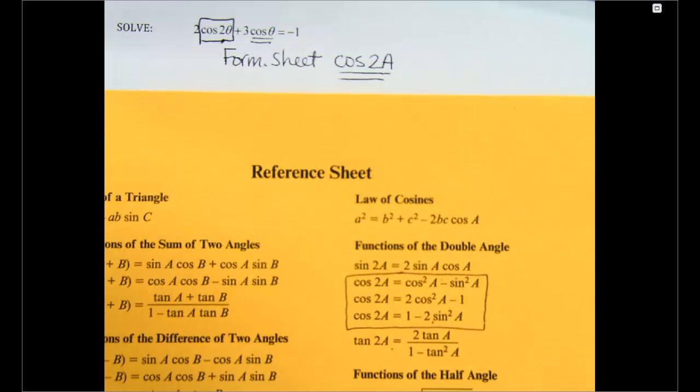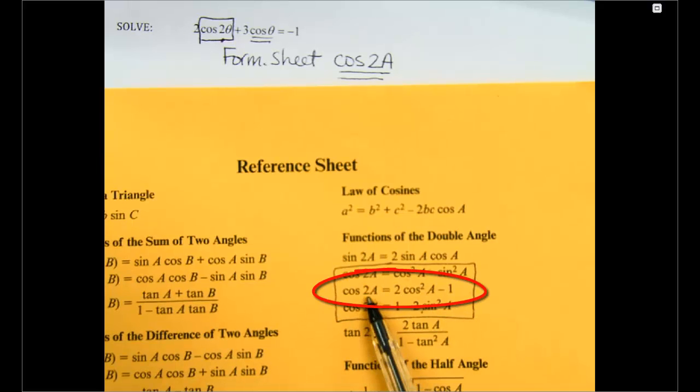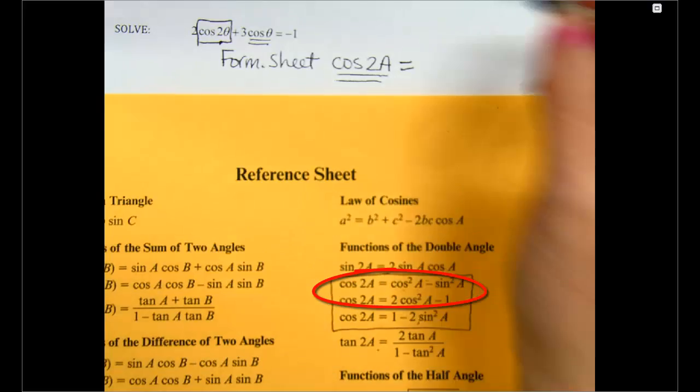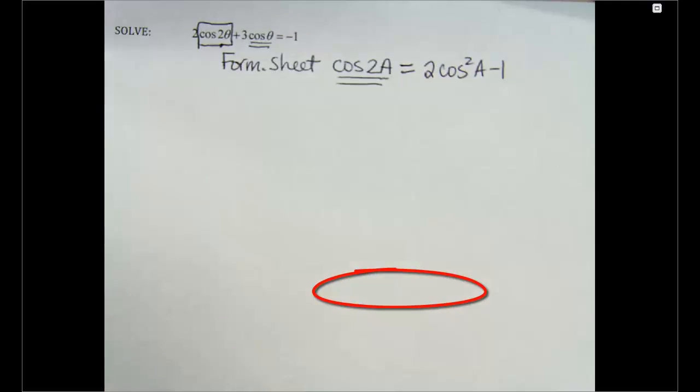So going back to my formula sheet, this has cosine and sine. That's no good this time. This has just cosine. This has just sine, so that's no good. So for this particular problem, I'm going to choose 2 cosine squared a minus 1. So I'm going to write it on my paper so it'll help me solve the problem.